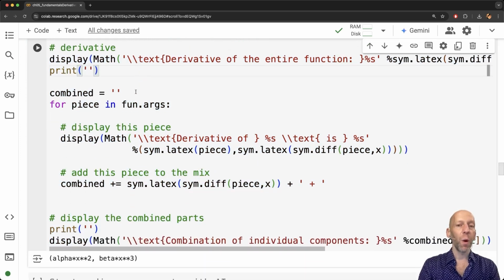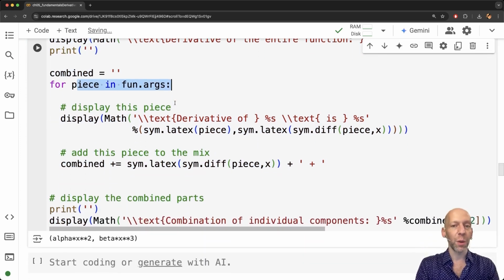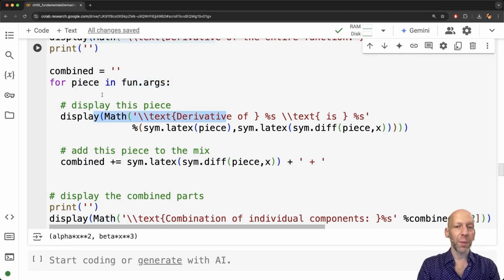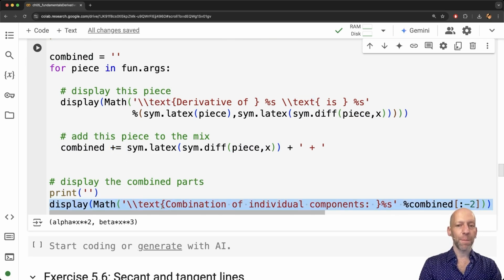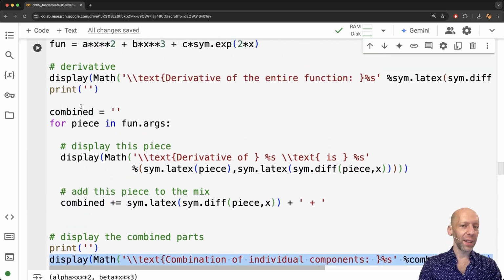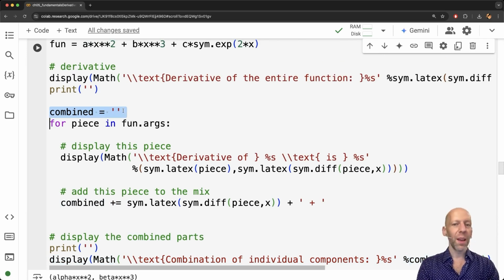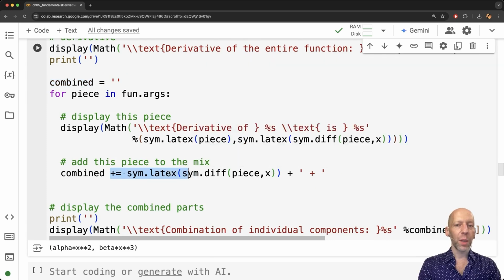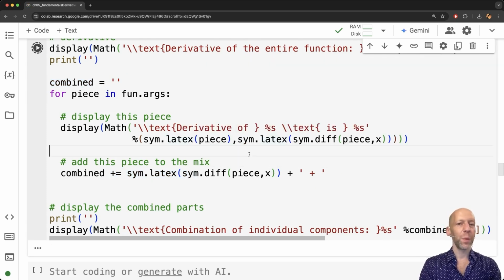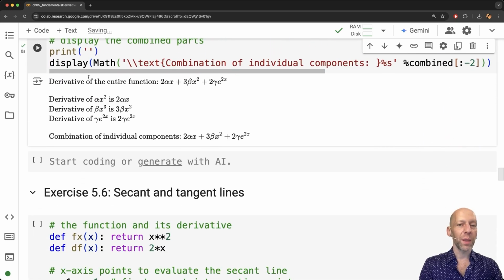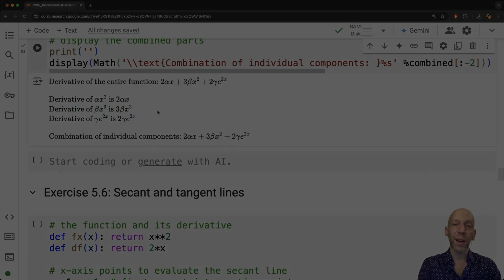Okay, so now I'm looping over all of those individual arguments, displaying each argument in this variable called piece, and then differentiating that piece. And then I'm adding that piece to what I call the variable combined, which is just amalgamating all of the individual terms, which I then print out here. I start by initializing this to be an empty string, and then I'm just concatenating more LaTeX code onto this. So we can run that code, and that reproduces the text that I showed the screenshot of in the book.